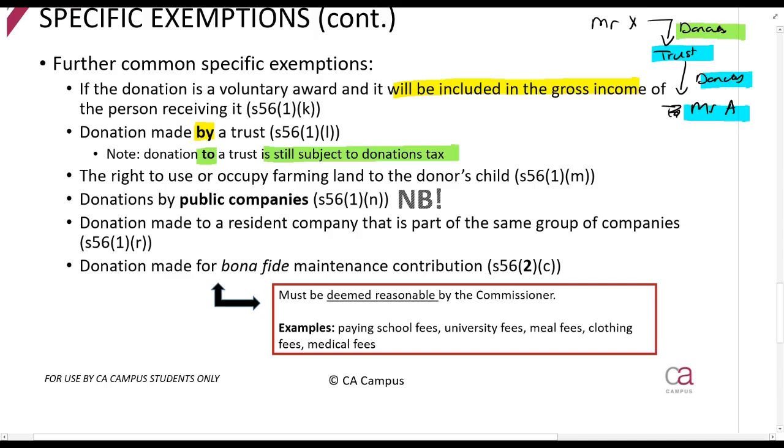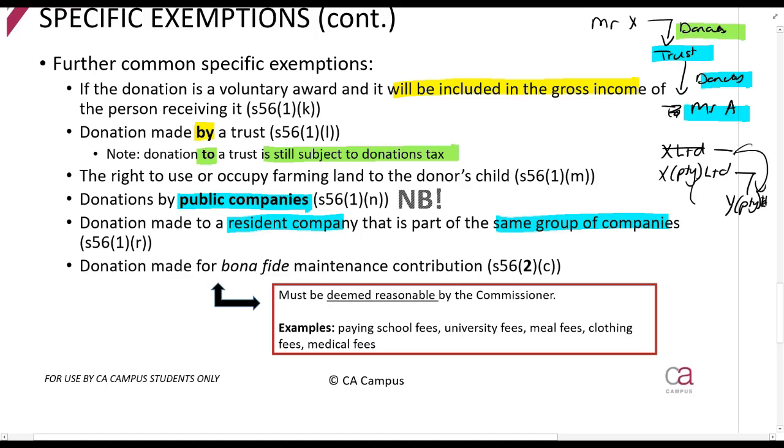Right? Then guys, I mentioned this one to you before, donations by public companies, important, limited companies, they are exempt from donations tax. If a donation is made to a resident company that is part of the same group of companies, so X Limited or X Pty Limited and Y Pty Limited are part of the same group, holding company and subsidiary, if they make a donation to each other, there will be no donations tax.